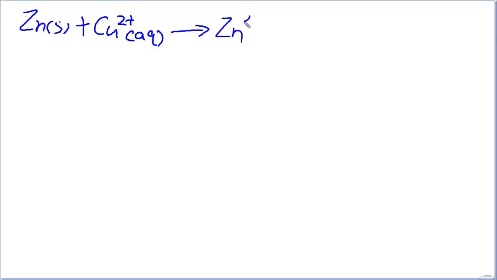Suppose we're using the redox reaction from the previous slide. So we have solid zinc and copper 2 plus aqueous solution, and they're going to react and produce zinc 2 plus aqueous solution, and guess what? Solid copper.